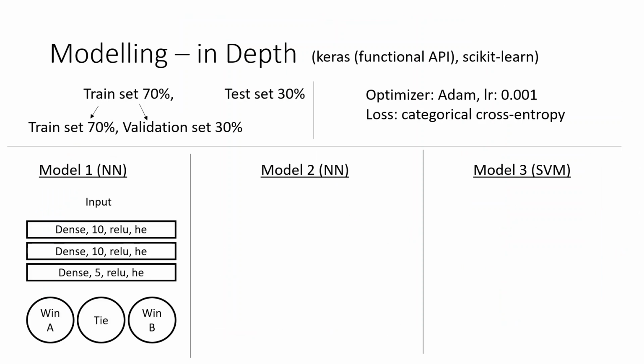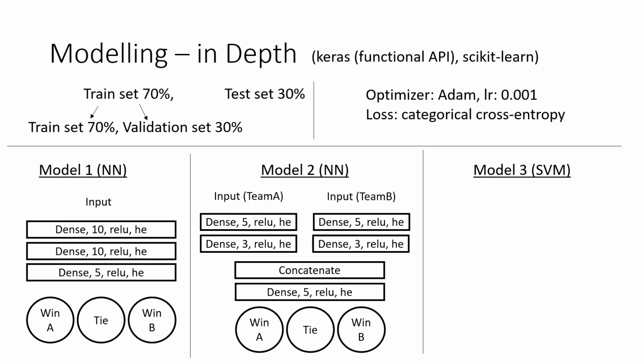The first model looked like this. It had 3 hidden layers, which were all fully connected, so dense layers. The first 2 had 10 neurons with activation function ReLU, and I initialized the weights as He, which is kind of a Xavier initializer. Yes, and the prediction or the output layer is this one, win A, tie, or win B. The second model looked like this.